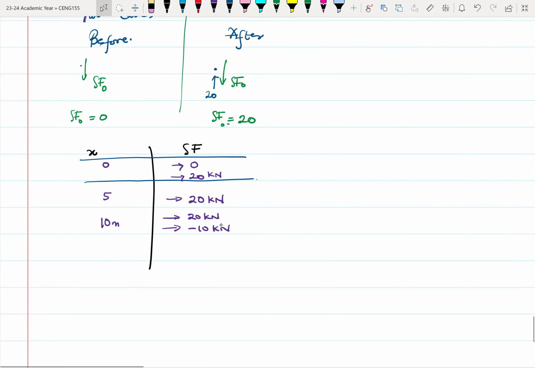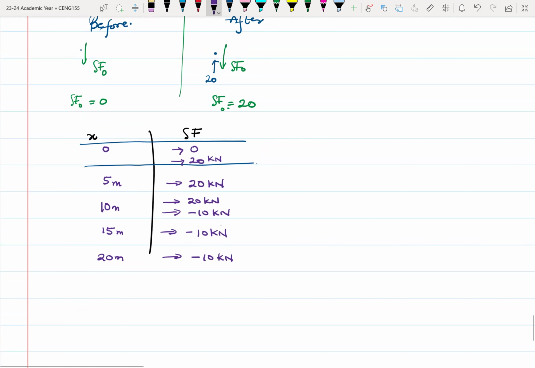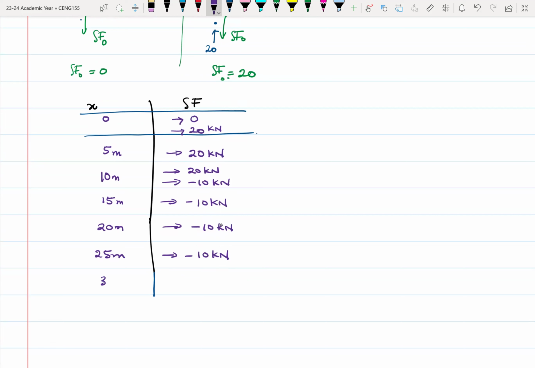When we move to 15 meters, we had only one value, minus 10 kilonewtons. Then when we moved to 20 meters, we also had only one value, minus 10. And then the whole thing keeps going on. At 25 meters, we also had minus 10 kilonewtons. And then at 30 meters, we had two values, minus 10 kilonewtons and then 0.